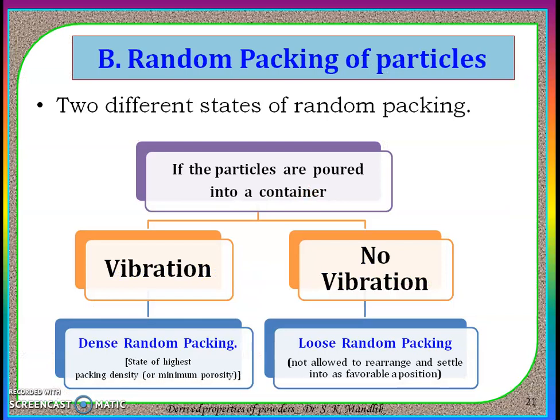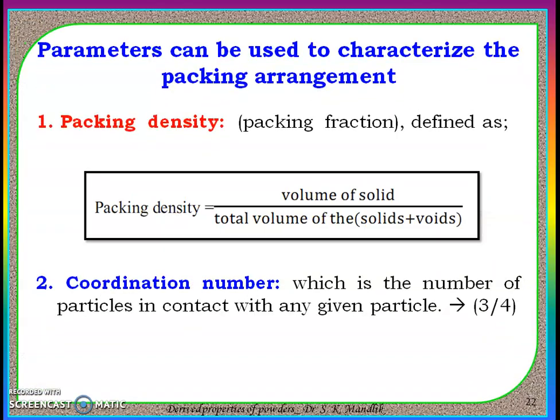Particles are also randomly arranged, depending on the vibration application. So random particles can densely pack or can loosely pack. So these are different parameters by which packing arrangement is understood. Packing density is the volume of solid divided by the total volume of solid plus void, and the coordination number is how many particles are in contact with each other, like rhombohedral 3, whereas in cubic 4 particles come in contact.